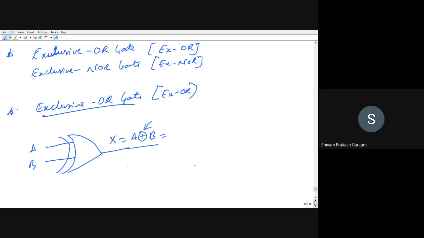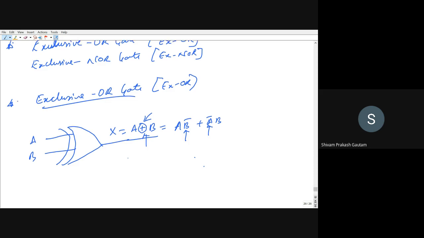You can expand this and write its expression as A B bar plus A bar B, right? Please note here that it is not the bar of the whole variable, but the bar of only the B variable here, and the bar of only the A variable here. So the exclusive OR gate can be represented by A XOR B, which you can see here, and further it can be expanded to A B bar plus A bar B, right?